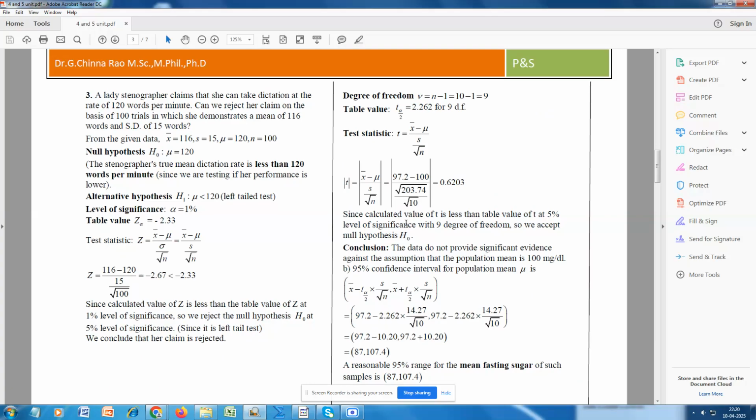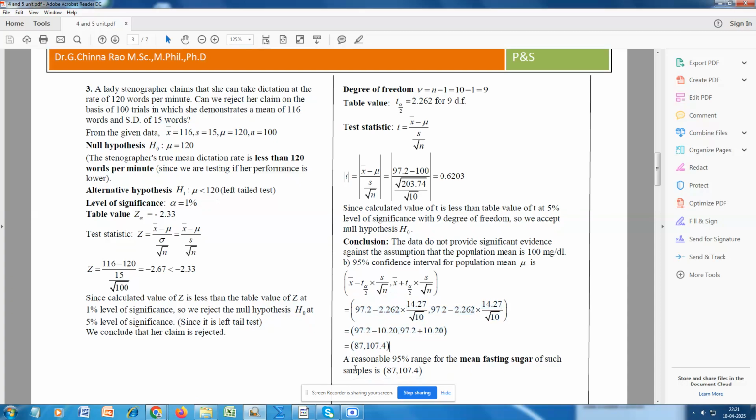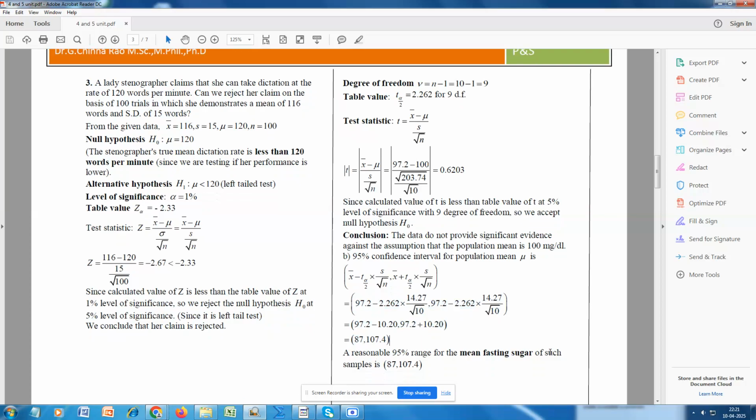Therefore, our population mean lies in this range. 100 lies in between 87 and 107.4. Okay, this is called 95% confidence level. So 95% confidence level is the open interval 87 comma 107.4. This is called 95% confidence interval.